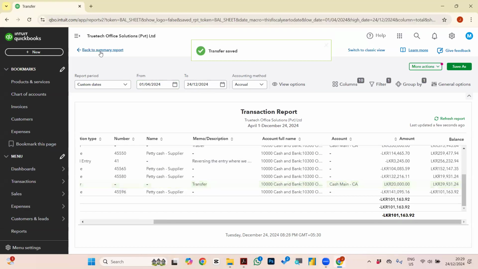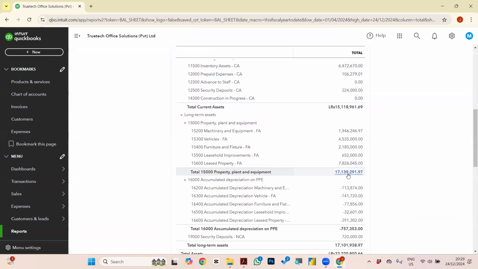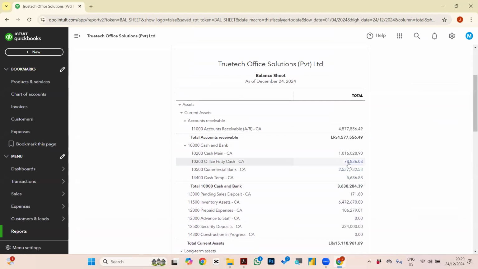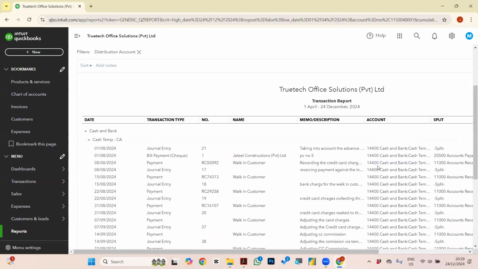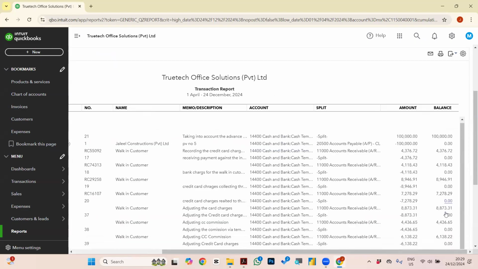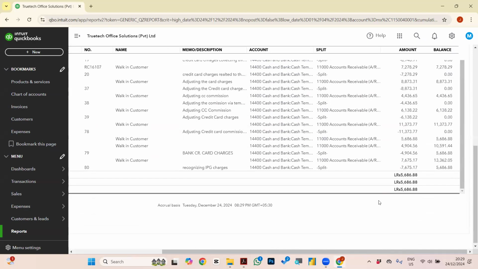Okay, we can check the summary. Now see here, petty cash balances are there. It's perfect. Commercial bank, there is a balance. Temporary account, there is a balance. We have to check why, because usually the temporary account should be 0. That means we are missing one entry. So this is how you find the mistakes and then you close.